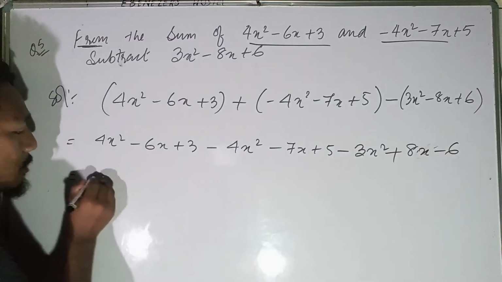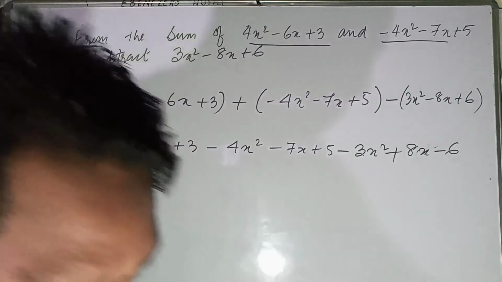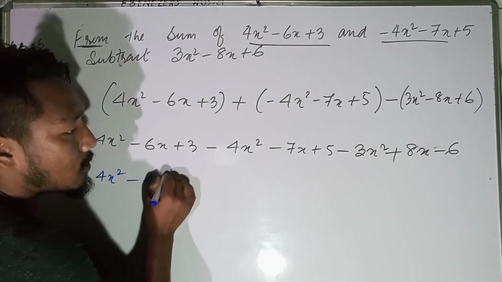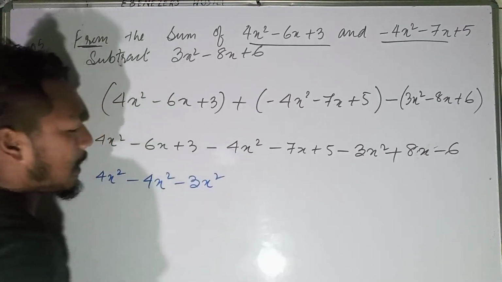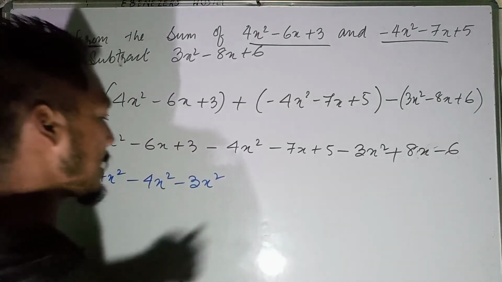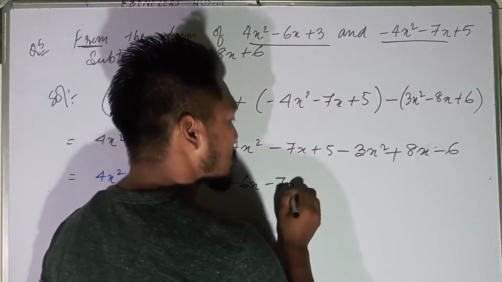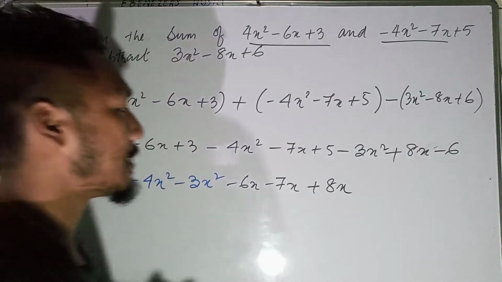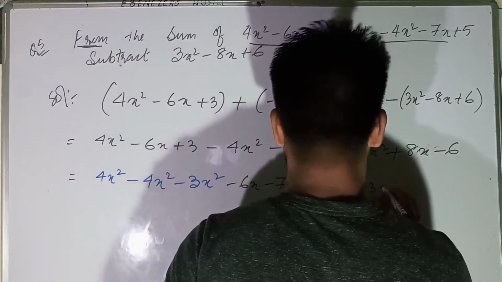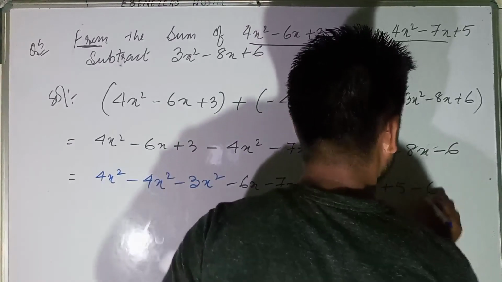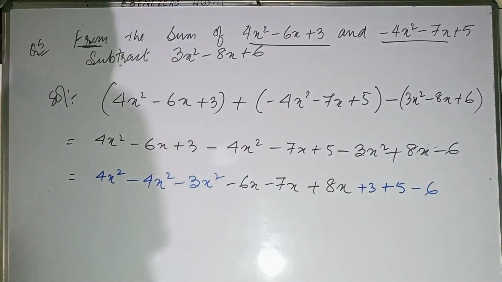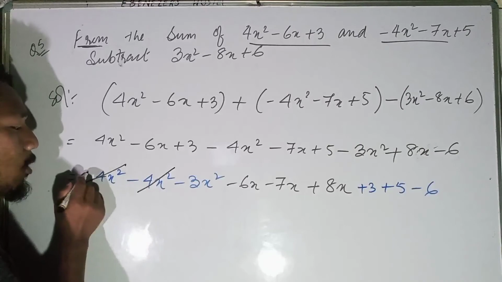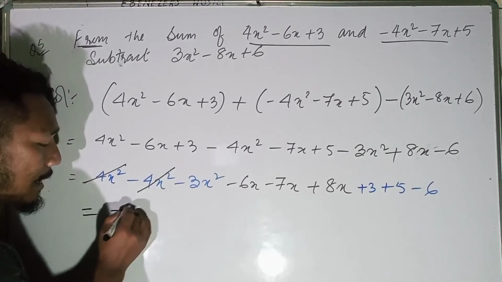So rearrange the whole equation, where the like terms are, write them together. So 4x squared minus 4x squared minus 3x squared, then minus 6x minus 7x plus 8x together, then plus 3, plus 5 and minus 6. So I have arranged this one. Now we see 4x squared and minus 4x squared got cancelled, same numbers but opposite sign. That means our answer will become only minus 3x squared.